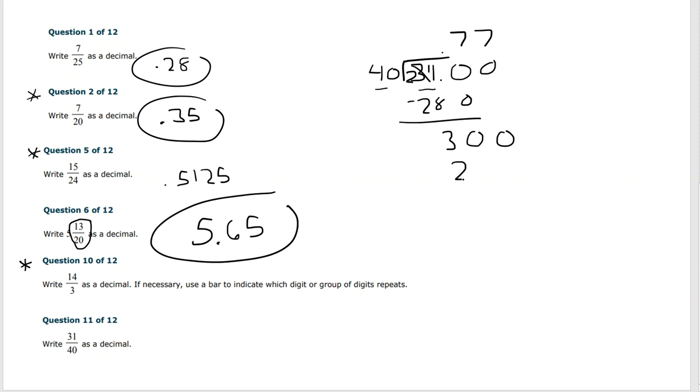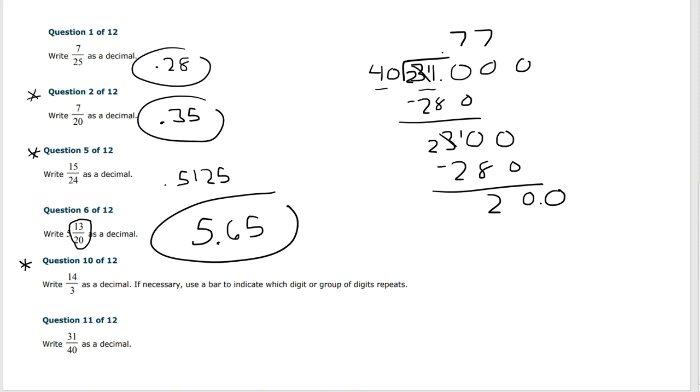7 times 40 is 280. Okay, and now we're going to subtract. 0 minus 0 is 0. We can't take 8 from 0 in that second column, so we're going to have to borrow from the 3, make it a 2, and make this a 10. 10 minus 8 is 2. So we've got 20. We're not done yet. We're going to add a 0, bring a 0 down.